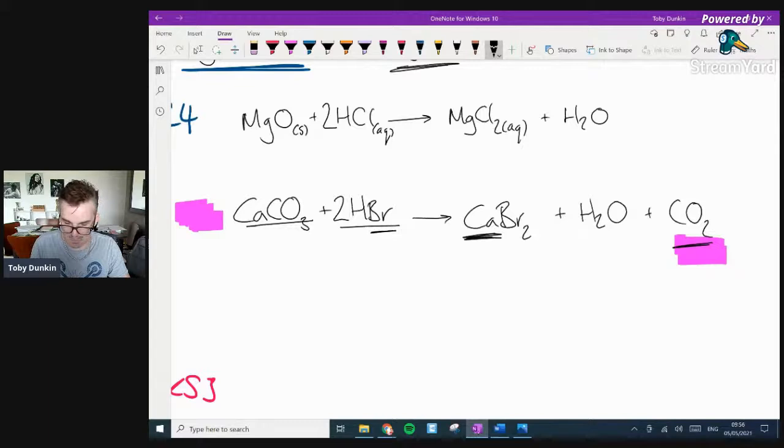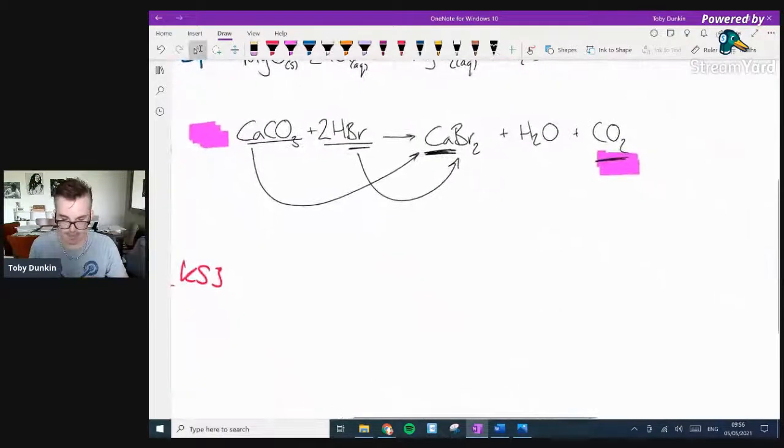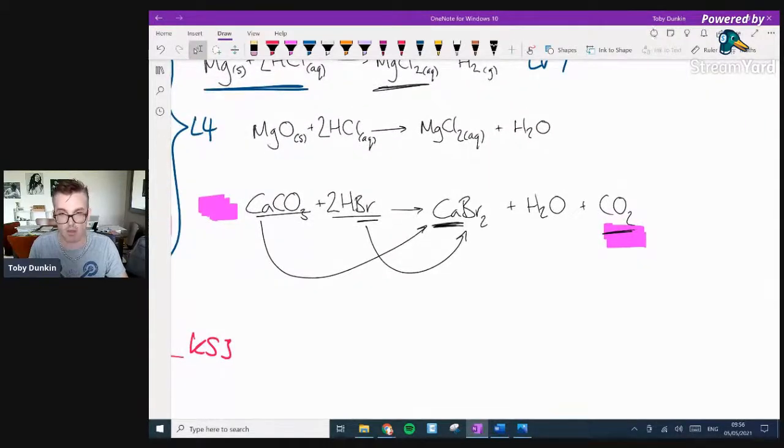The Br from the acid moves over into the salt, and the metal moves over into the salt. Yet carbonates are always CO3. The carbonate ion is CO3 2-. We'll do that now. We can add that into our notes as a recap again.